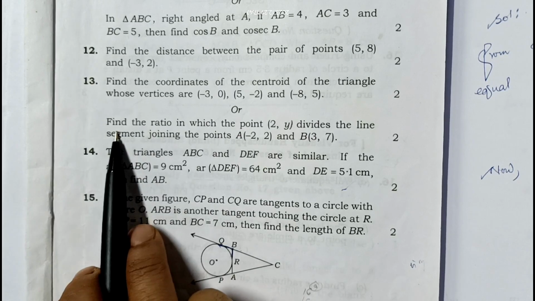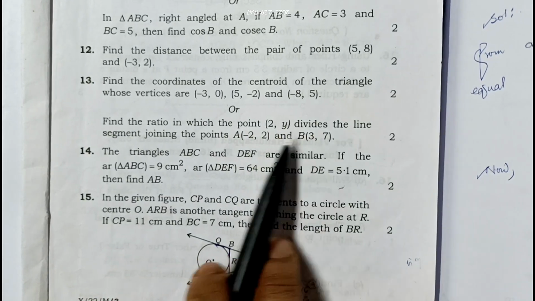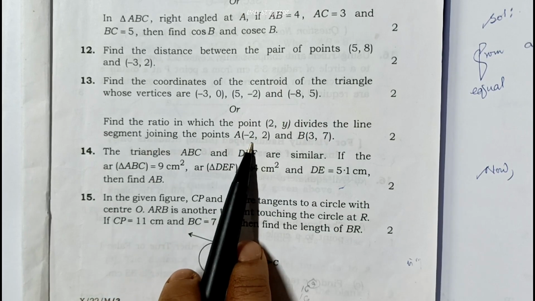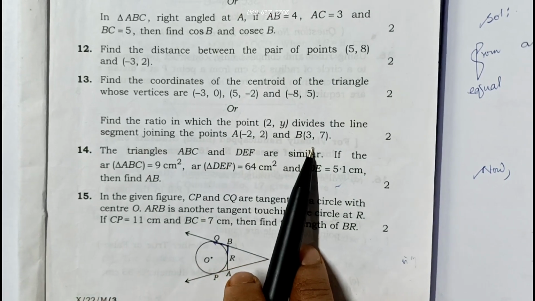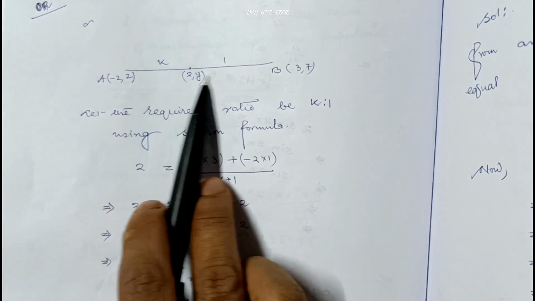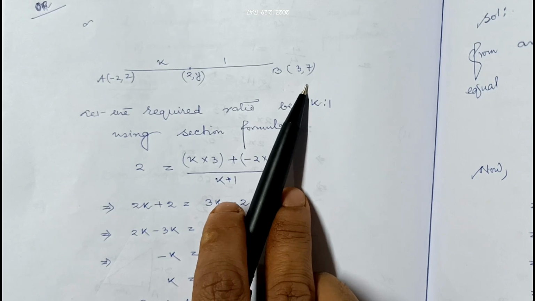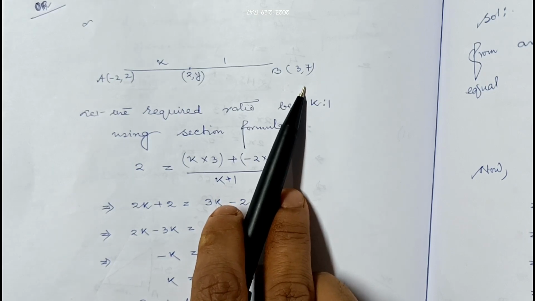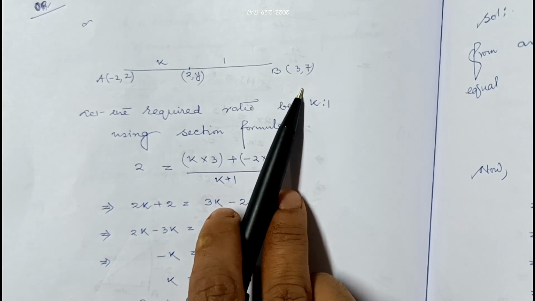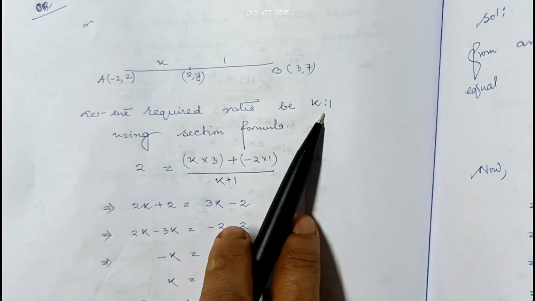In the 13 OR part, it is given: find the ratio in which the point 2, y divides the line segment joining the points A minus 2, 2 and B 3, 7. Here it is given that 2, y is a point on the line joining A minus 2, 2 and B 3, 7. We have to find the ratio in which it divides. So let the ratio be k is to 1. We can write, let the required ratio be k is to 1.